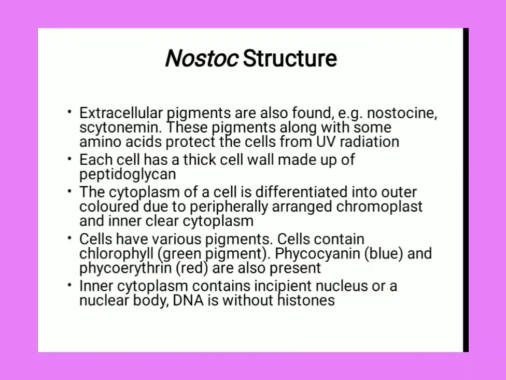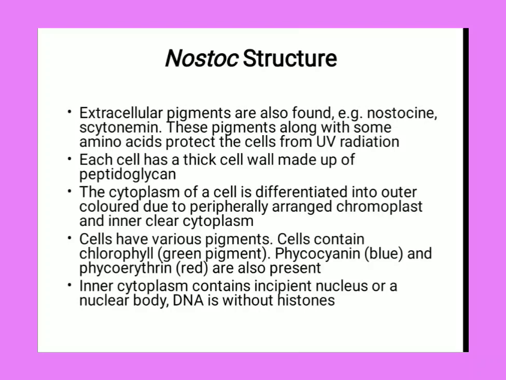Extracellular pigments are also found, like scytonemin, and these pigments, along with some amino acids, protect the cell from UV radiation. Each cell has a thick wall made up of peptidoglycans, and the cytoplasm of the cell is differentiated into the outer colored part, due to the peripheral arrangement of chromoplast, and the inner clear cytoplasm. Cells have various pigments.